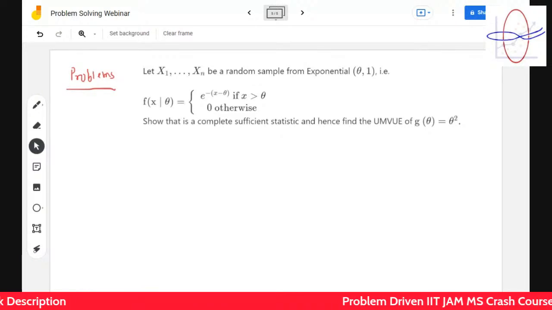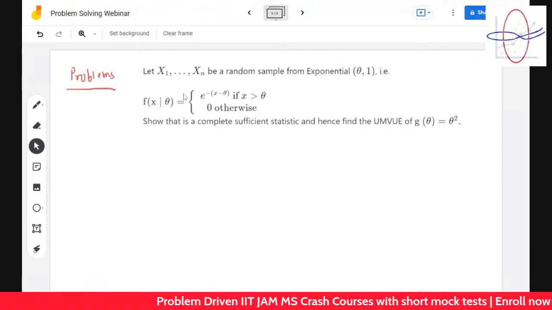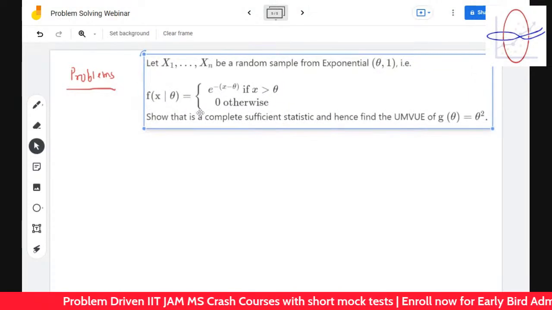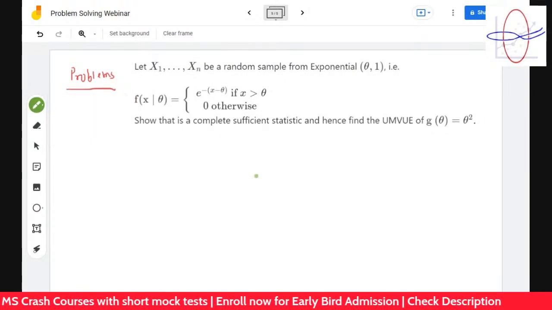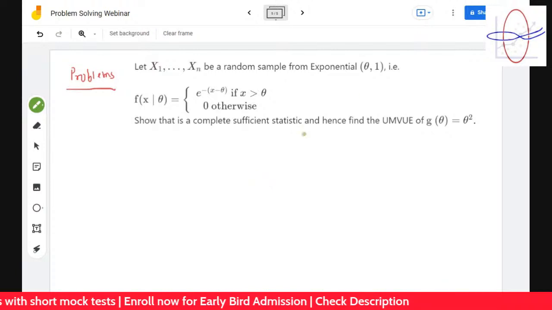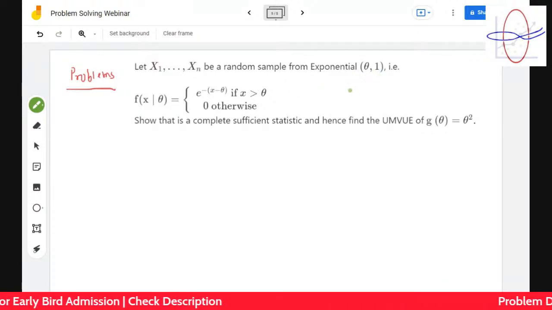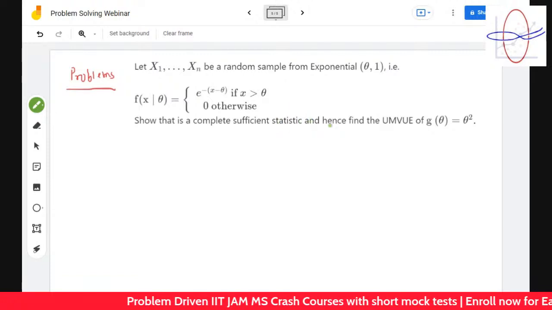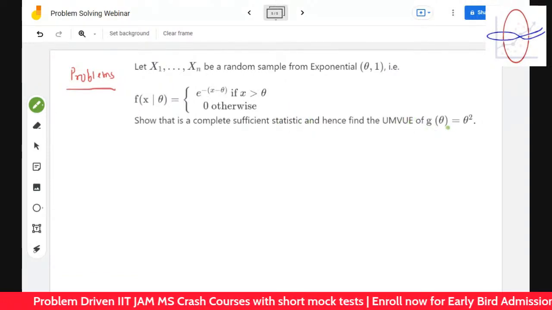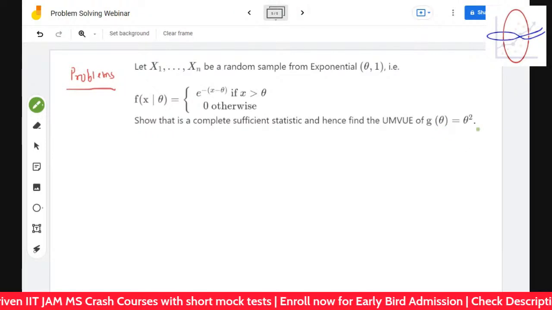So we will be finding the UMVUE of this. What we need to do is first show that this is the complete sufficient statistic for exponential theta comma 1, where theta is the location. Then you have to show that the UMVUE of g theta is theta square.